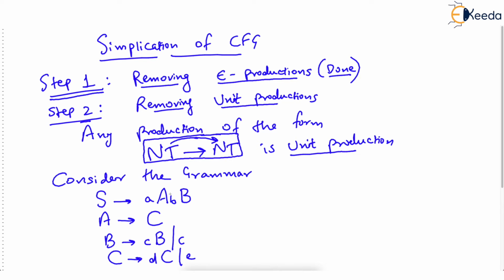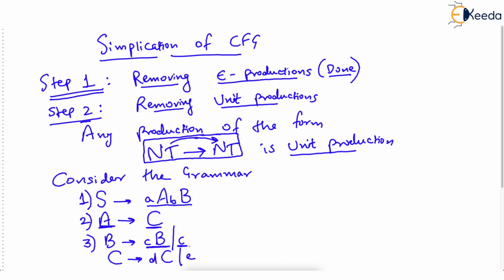Just consider the grammar given. Check the first rule or first production. This is not a unit production because on the right side of the production you have two terminals and two non-terminals, whereas the second production is a unit production because capital A derives capital C, where these two are non-terminals. Check, the third production is also not a unit production because capital B derives small c and capital B. So it's not that a non-terminal is deriving only a non-terminal.